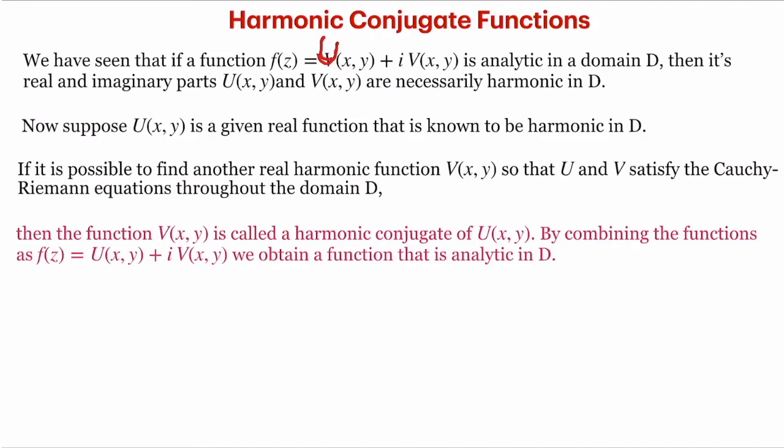So it's an extremely useful set of conditions. If you have been given one function which is harmonic, you find another function which is harmonic as well as satisfying the Cauchy-Riemann condition, then you would call them harmonic conjugates of each other. By combining them, you construct a complex function which is analytic in the domain.